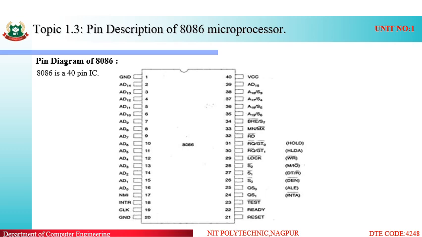Each pin will perform different functions. Every pin will have a unique function. That means no two pins will perform the same function.